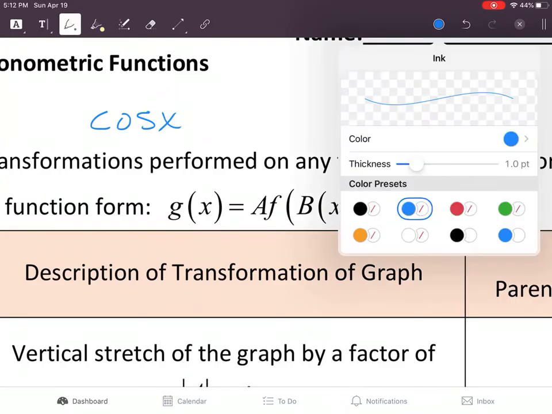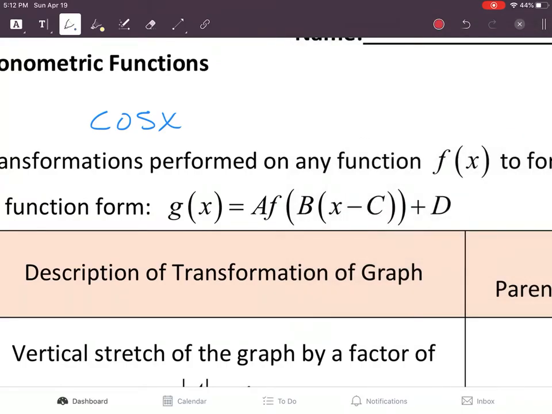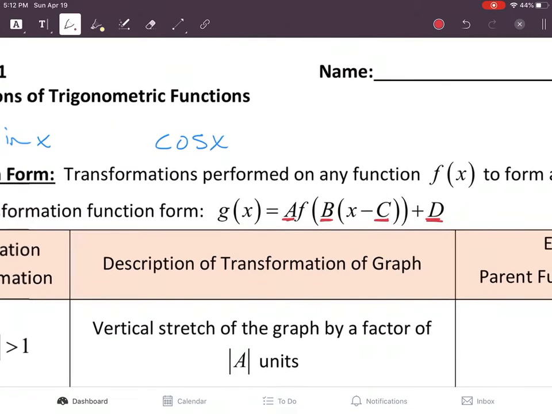Let's do red. Okay, so the first thing here, A: if something is in front of the function, that works like a vertical stretch or compression. If we have B, this is going to be your horizontal stretch or compression. You have C, that is going to be your horizontal, either left or right movement of the graph. Again, it's going to be the opposite of the sign. So if it's negative, it goes to the right. If it's positive, it goes to the left. And then finally, D is going to be your vertical movement. So if it's positive, it goes up. If it's negative, it goes down. So we're going to show you how all those things work and what they would look like in the equations.